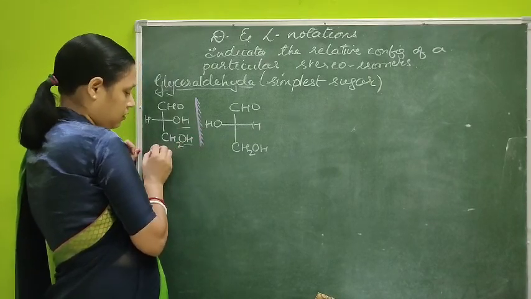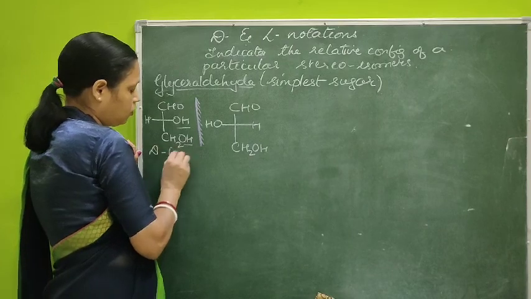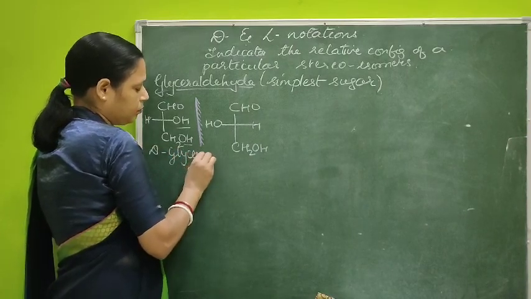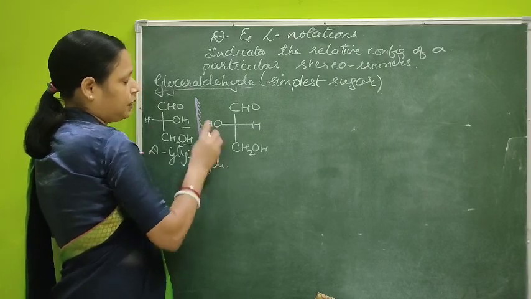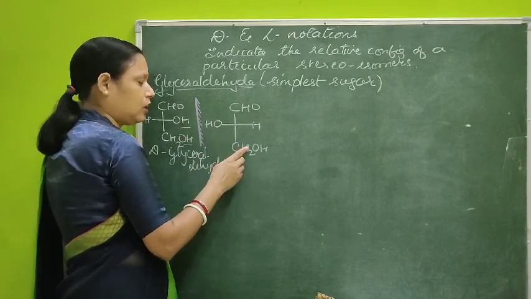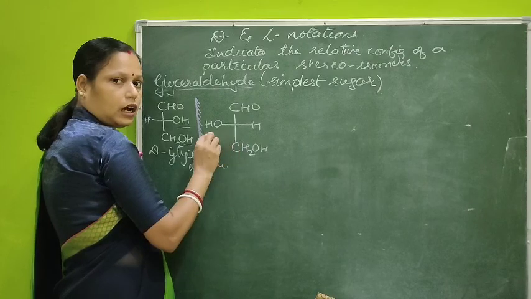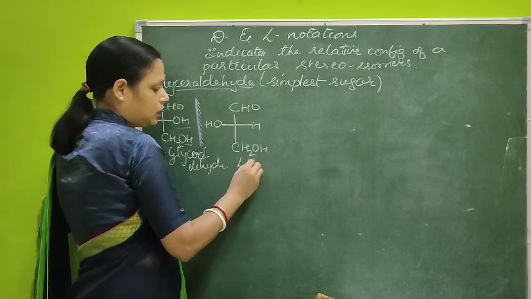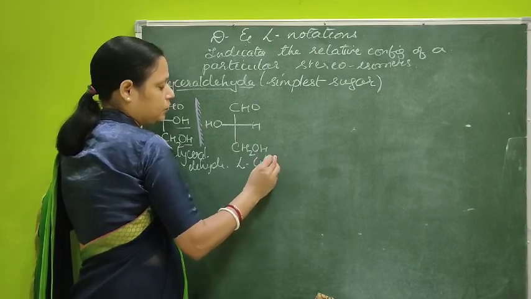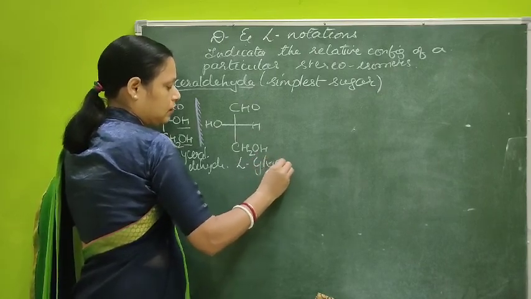side, and this is known as dextroglyceraldehyde. The mirror image of this glyceraldehyde you can see there. Here the hydroxyl group is on the left hand side. So this is your levoglyceraldehyde.